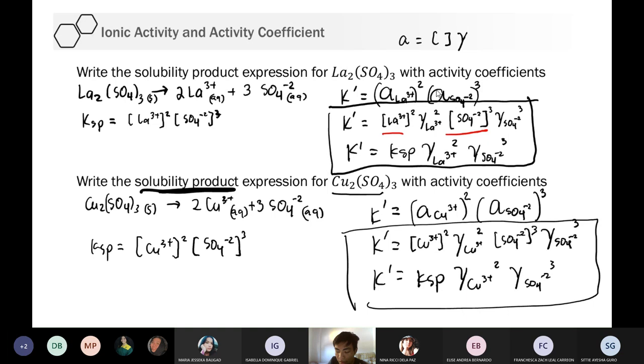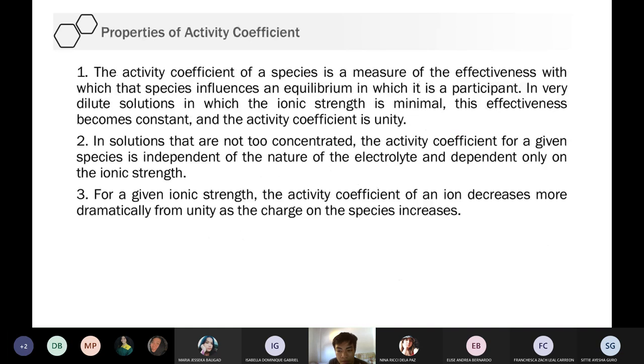Okay? So, ganun lang. So, suppose we are going to explore more on the activity coefficient. Alamin natin yung properties nila muna. Let's look at what happens sa activity. Bakit siya nineneglect, no? And bakit siya important din? So, alamin natin yung properties. Ito, puro words lang to. Okay. So, basahin natin yung properties of activity coefficient, gamma.